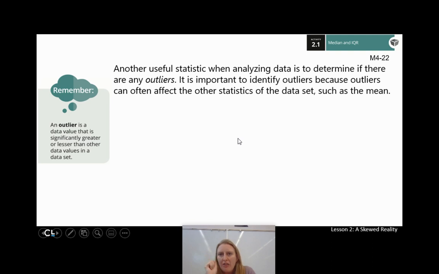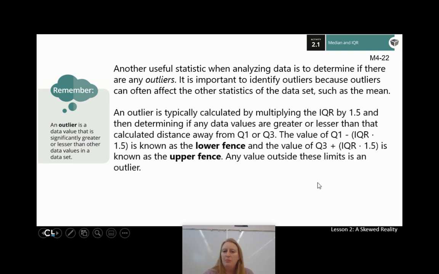Now, we have a mathematical way of finding outliers, okay? And it has to do with that interquartile range. Are you ready? It's going to look crazy, but trust me, it's actually not that hard. It's not that hard at all, especially if you have a calculator. I hope you've got one handy. I have mine. So an outlier is typically calculated by multiplying your interquartile range by 1.5. And then determining if any of the data values are greater or lesser than that distance away from my first quartile or my third quartile.